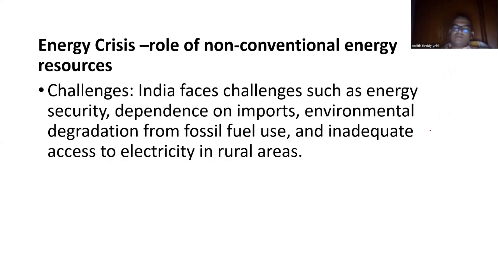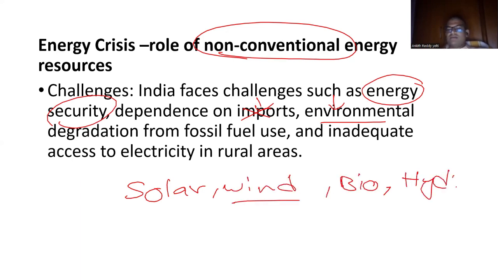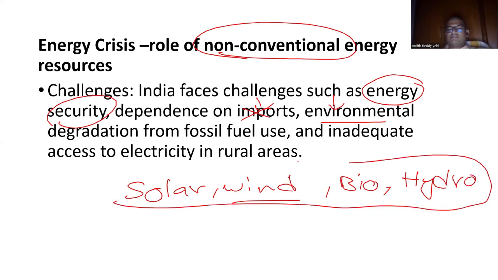So that's why we are moving to non-conventional energies in the country, so that we will reduce our imports, reduce environmental degradation, and have great energy security. That's why we are focusing on solar energy, wind energy, biomass, and hydro, because they are environment friendly, they will provide us energy security, and they also help in reducing our balance of payments burden on the exchequer, and also protect the environment.